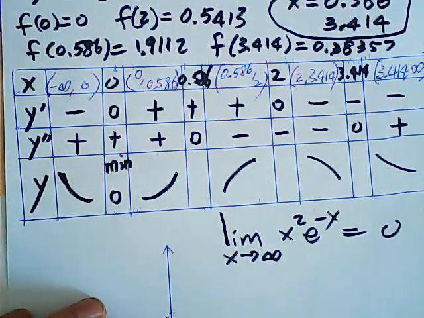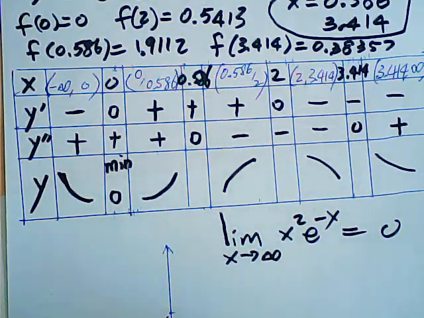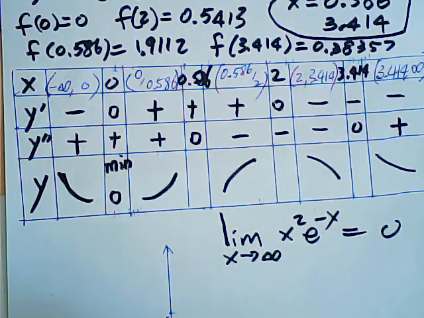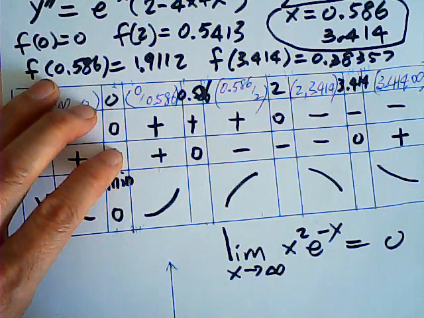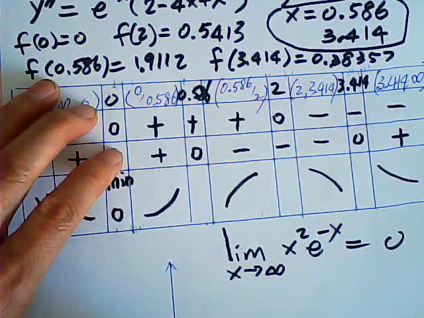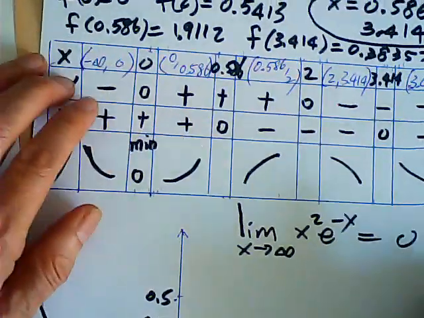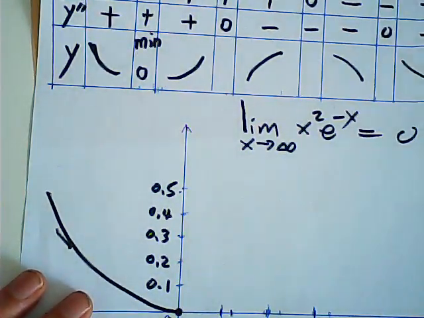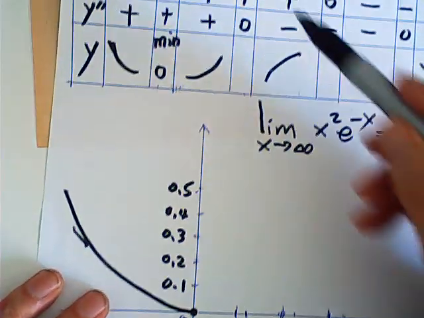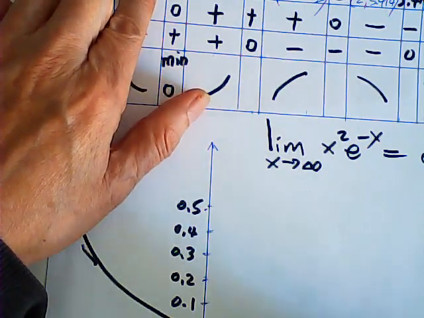Well, I have to choose. This is 1. This is 2. This is 3. Okay. Then this is 0.1. This is 0.2. 0.3. 0.4. 0.5. Okay, now 0, 0, right? And 0.586 somewhere here.